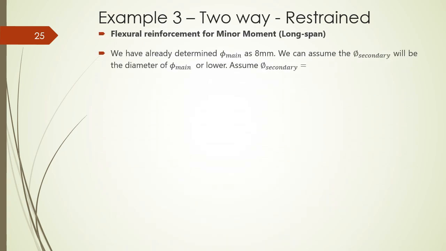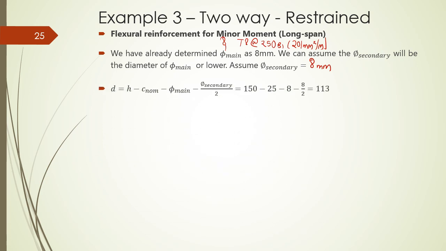For the minor moment, we will need to get the flexural reinforcement as well. But since we assumed in the other case that we had T8 at 250 bottom 1, that gave us 201 millimeters squared per meter. Now, since the main one had 8, and it's usually the stiffer side that has most load, it's highly unlikely you'll get a higher area of steel or bigger diameter bars in the other direction. So since we already have the main as 8, it will be wise to assume the secondary diameter bars having a maximum of 8 as well.